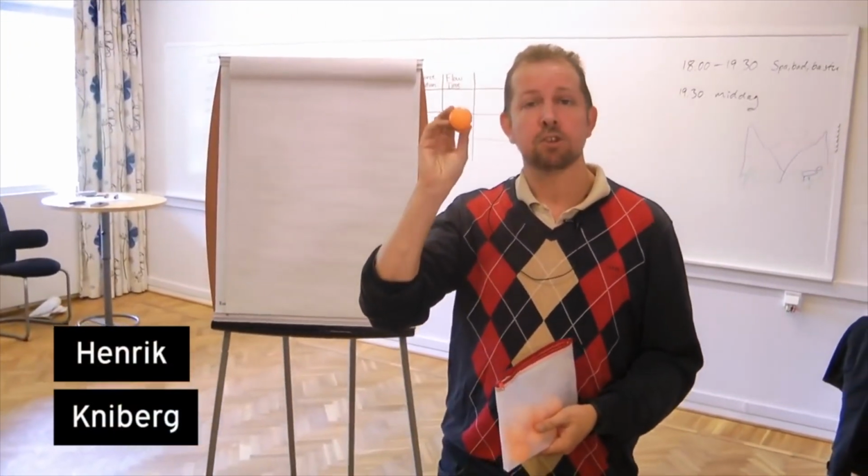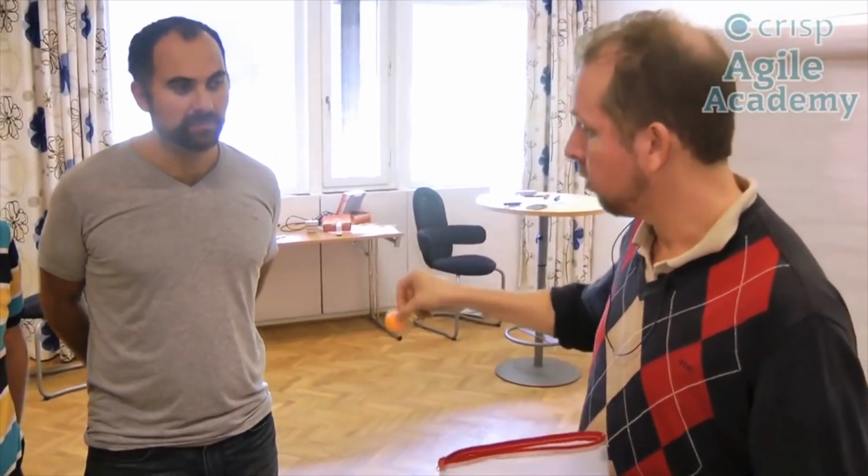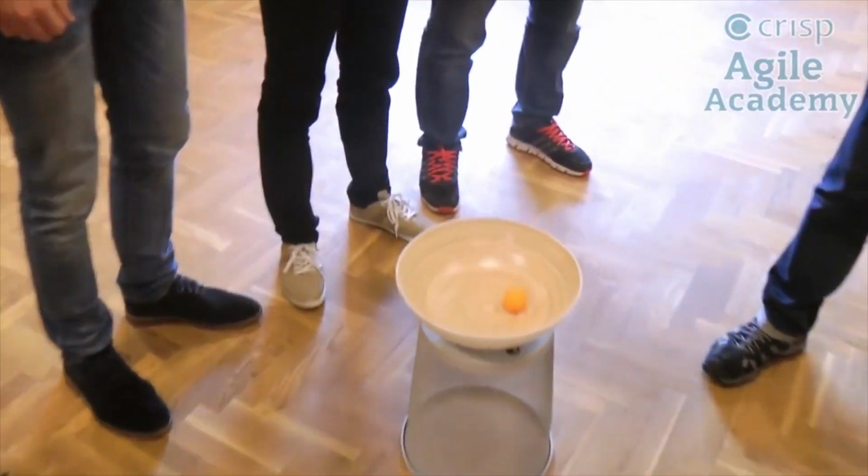This represents a feature or a customer request, and this is a team. And for them to build a feature, everybody has to touch the ball. Actually, it has to pass through all your hands. All right? Is that clear? And then when you're done, you just put it here. That's customer delivery. Right? So we're going to demonstrate this. Go.